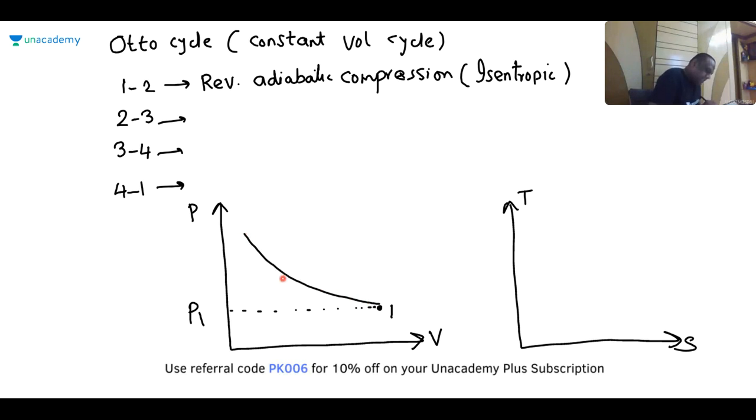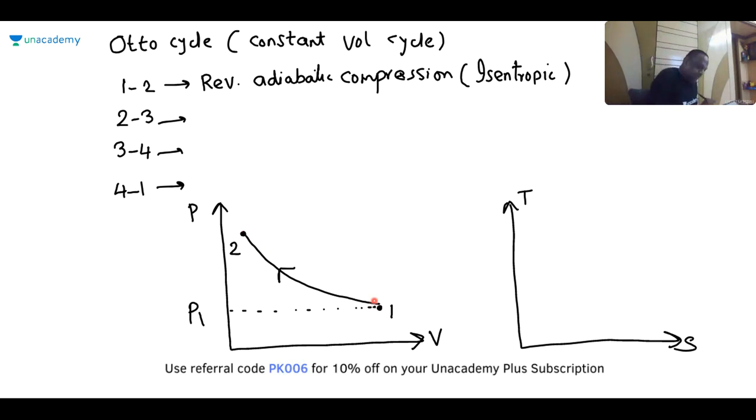Why is the curve like this? Actually, I'll be deriving one equation, PV raised to power gamma is equal to constant. Based on that, I'll get this. So, this is point 1 and this is point 2. What is 1 to 2? Reversible adiabatic compression, or reversible adiabatic is also isentropic. But please note down that the converse is not true. Isentropic need not be reversible adiabatic.